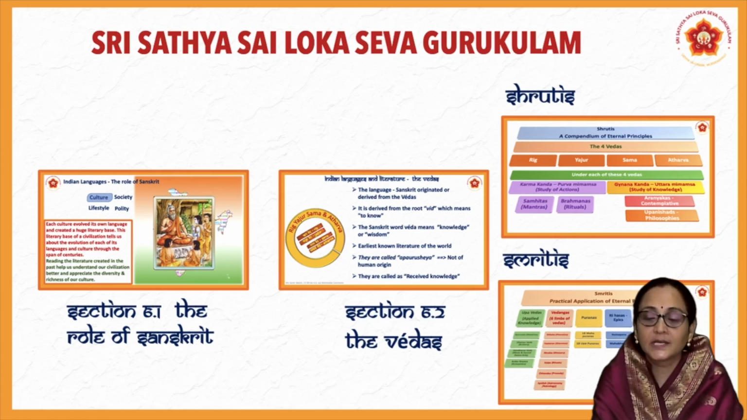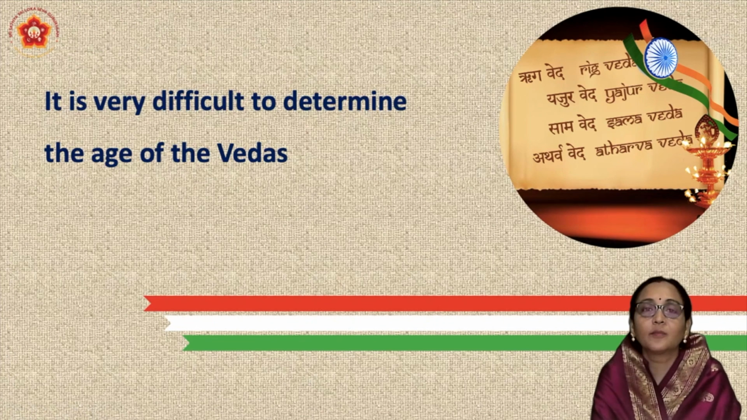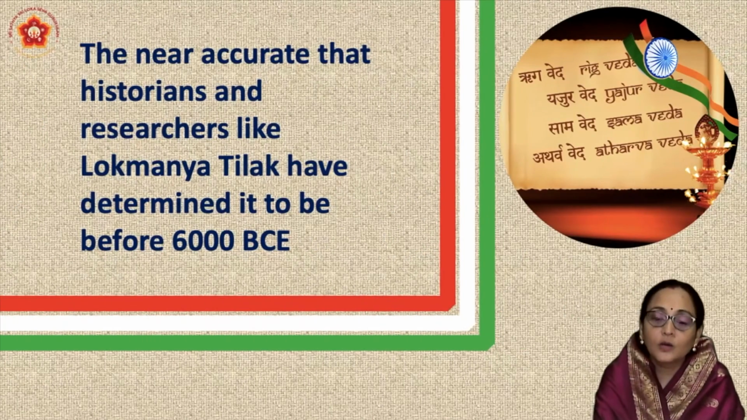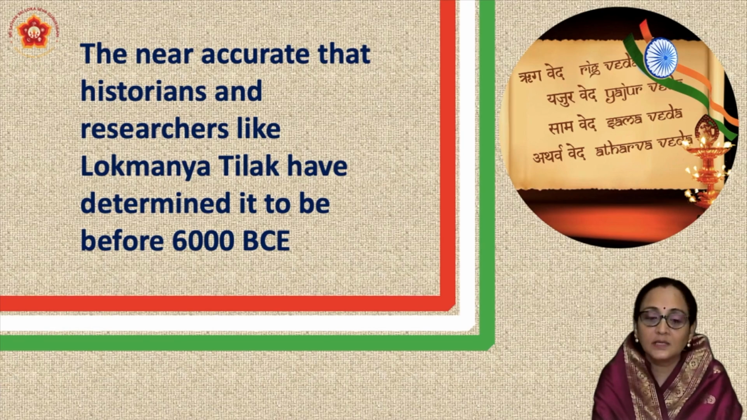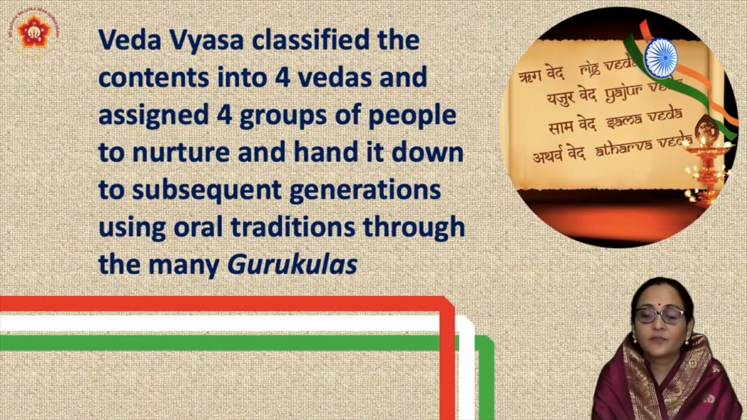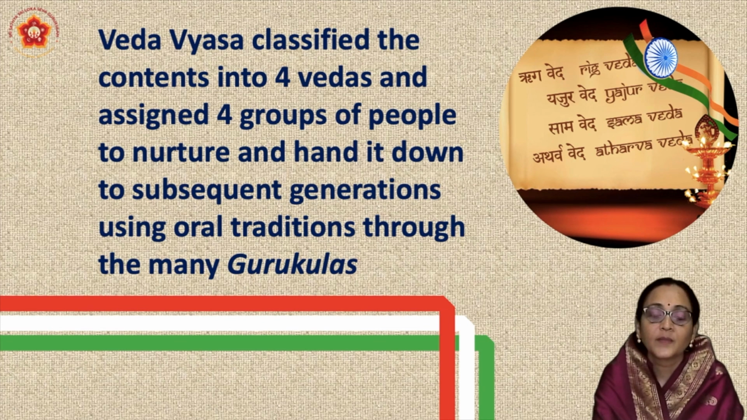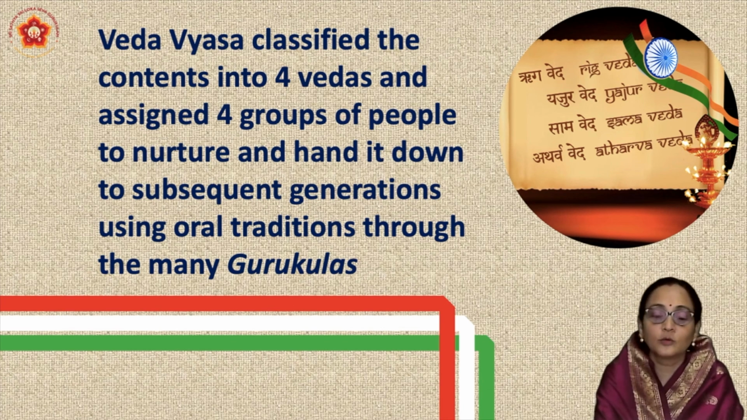Now to wrap up this section about the Vedas. It is very difficult to determine the age of the Vedas. The nearest accurate estimate that historians and researchers like Lokmanya Tilak have determined is 6000 years before Common Era. Vedavyasa classified the contents, assigned 4 groups of people to nurture and hand it down to the subsequent generations using oral tradition through the many Gurukulas.